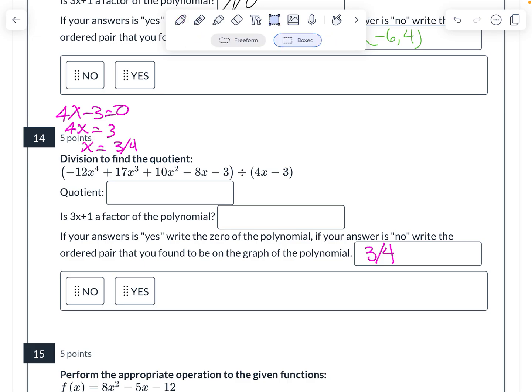So now we're going to do the math. We are going to take this and use it as the divisor. There we go. This is the dividend.